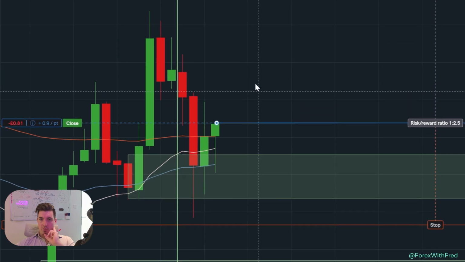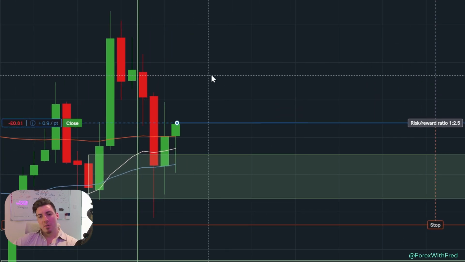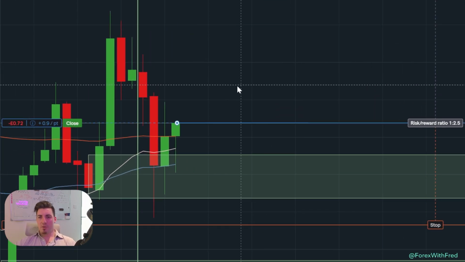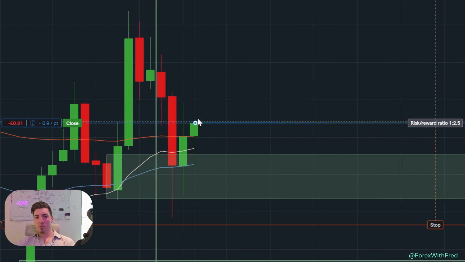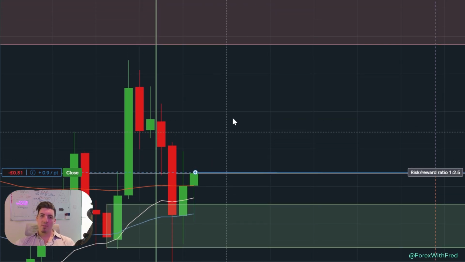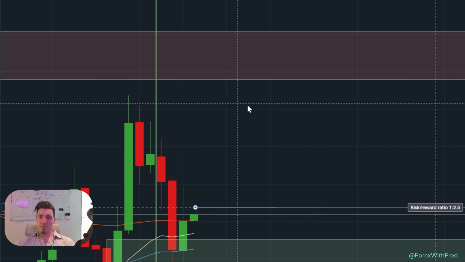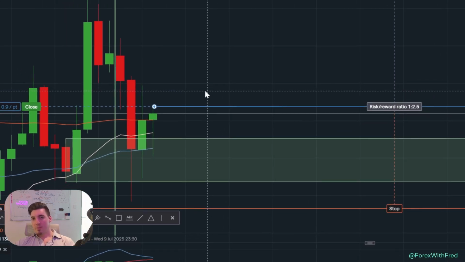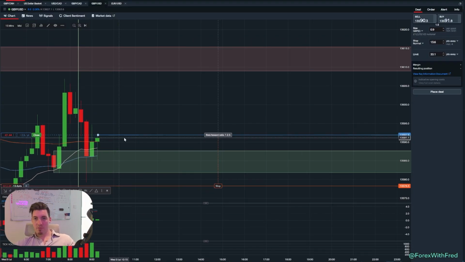Okay, we're beginning to see a little bit of push into the upside. This is good. Hopefully it continues. Continue to climb. Go, go, go. Break that. Break this. It's a horrible level of resistance.